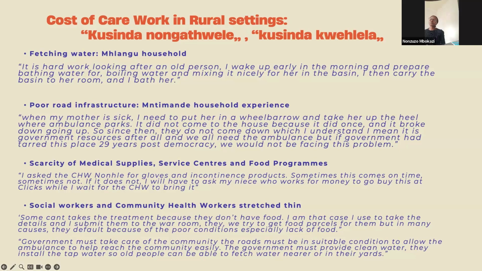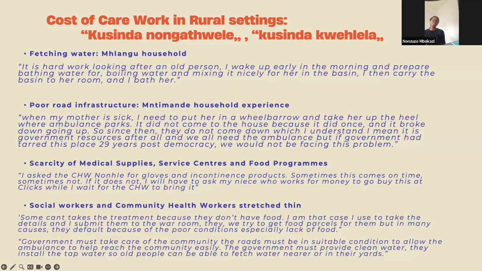And in terms of poor road infrastructure, the area that I worked in had gravel roads. There were no tar roads. So a lot of the participants that I interviewed spoke about the fact that they needed access to tarred roads in order to be able to access ambulances in cases of emergency.